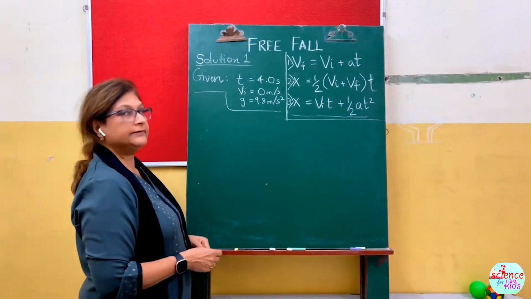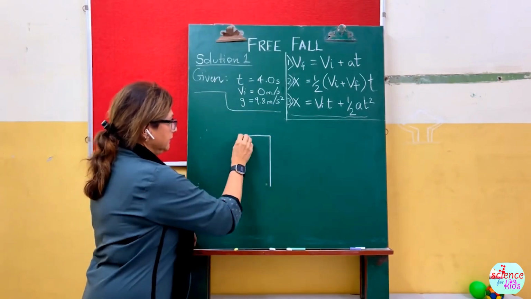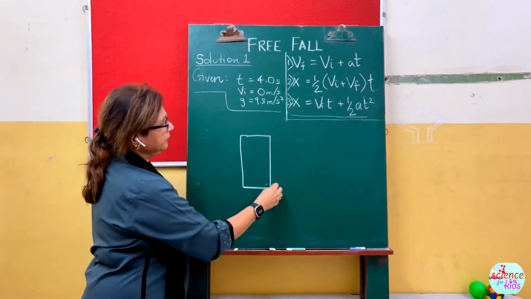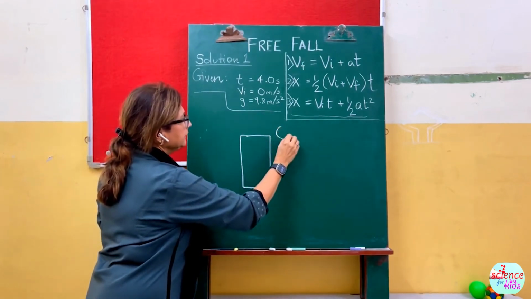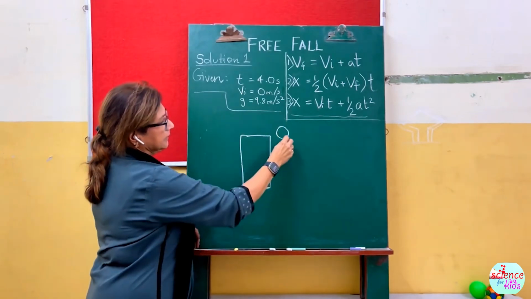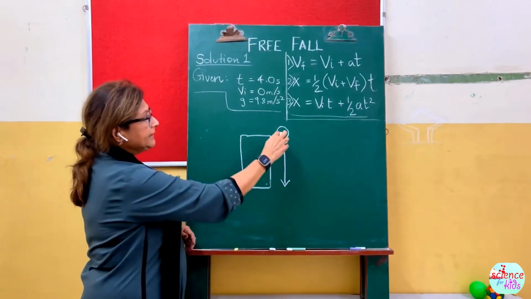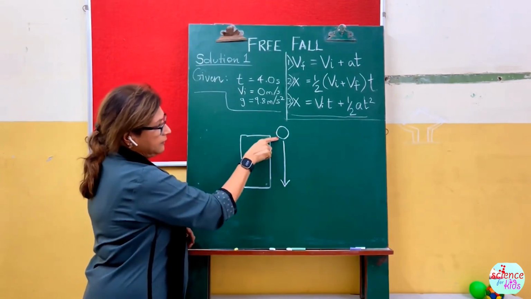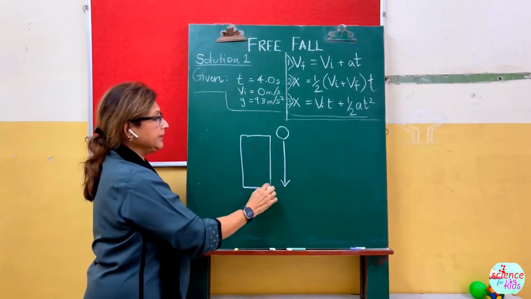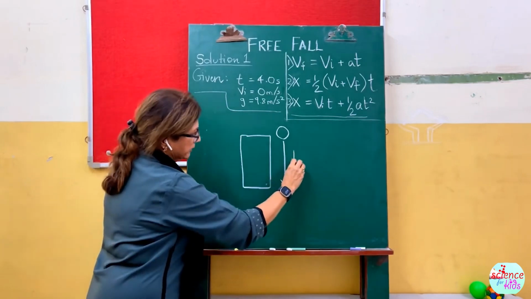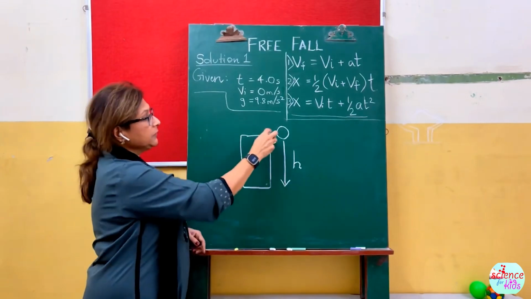Okay, in free fall, as we know, any object which we drop from a certain height, say from a building, so if this is the building and suppose this is the ball, the fall will always be in a downward direction. And the distance traveled by the ball from the top to the bottom is equal to the height of the building. So we can denote it with the letter H. That is the distance covered by the ball when it's thrown from a building.